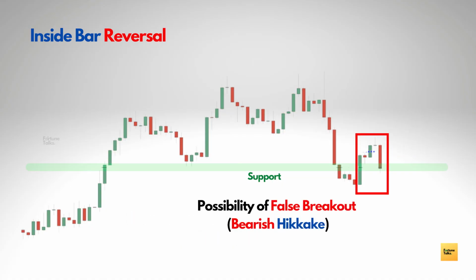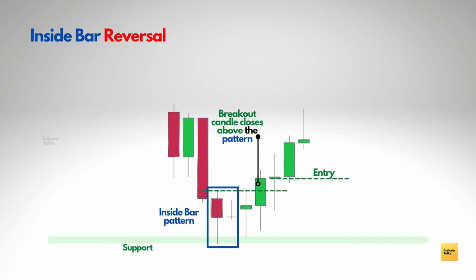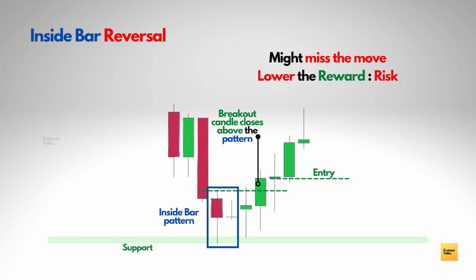But on the downside, there is a possibility of a false breakout due to a bearish hikkake pattern, as we have learned earlier. You can avoid this trap by taking a more conservative approach. You can wait for the breakout candle to close and enter on the very next candle if the breakout candle managed to close above the reversal candle high. Now again, in this scenario, you risk missing a big move, or sometimes it can lower your reward to risk potential. So clearly, there is no right or wrong answer to it. So you have to find a trade entry which suits you best.